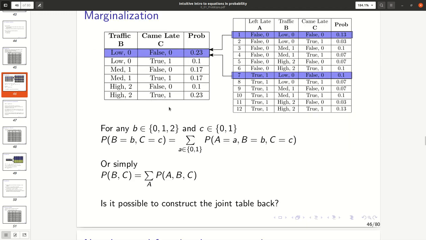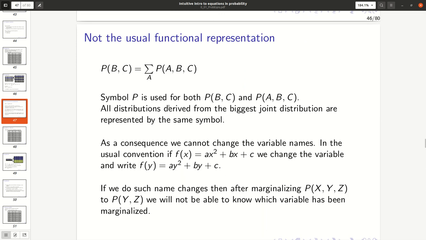One unusual thing you might have noticed is the usage of the symbol P on both sides here. On the left-hand side, P has only two variables, B and C, and on the right-hand side it has three variables. So these two are totally different functions. Usually when functions are different, we use different symbols in mathematics, but in probability we have a different practice.